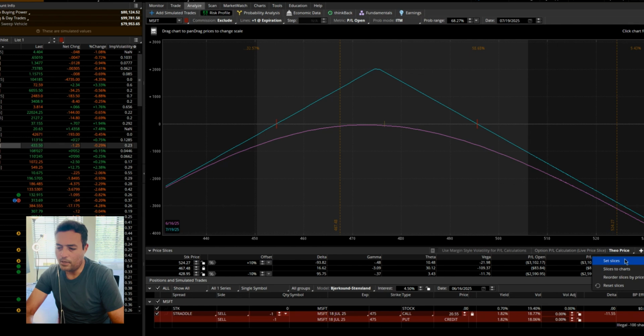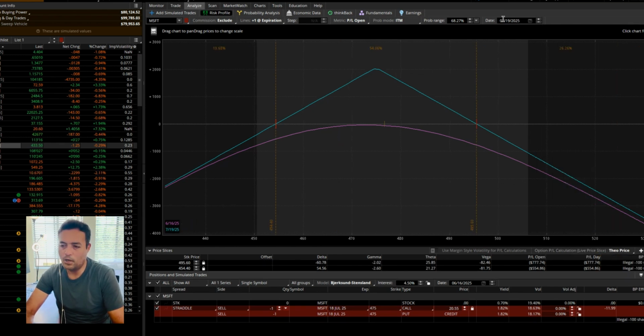And let me just select the break-even points first. So you set slices break-even. This one expires on 7/19. So you've got to make sure that this top part here is also lining up with your 7/19 date. Otherwise, your charts will not line up correctly.